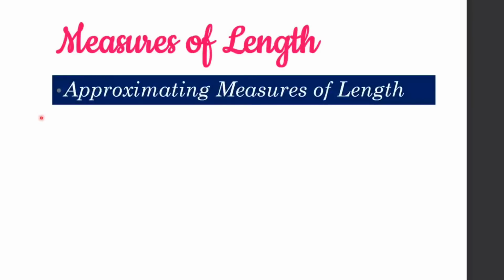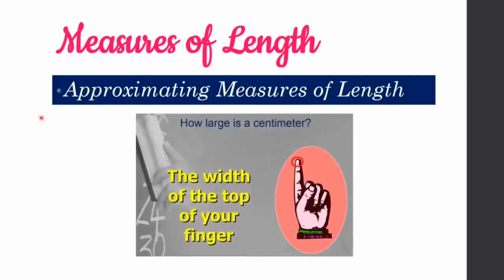For us to visualize some of the real-life representations of our units, I will present to you some of the objects that we can use to approximate measures of length. For centimeter, you can refer to the distance between the tip of your finger from this point to this point. That is approximately 1 centimeter. Okay, so you now have an idea of how 1 centimeter measures.